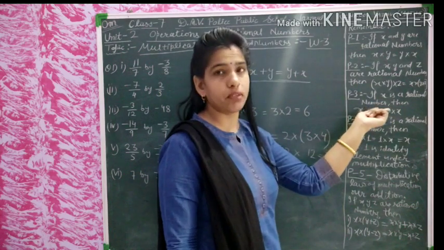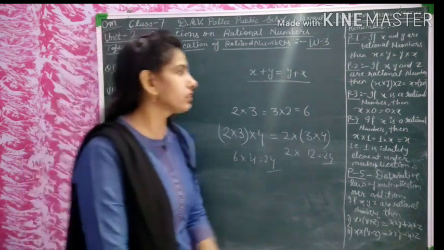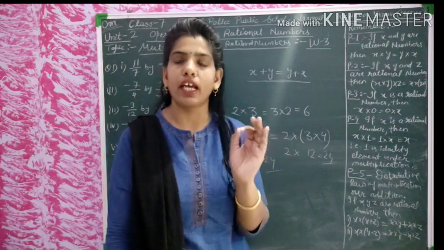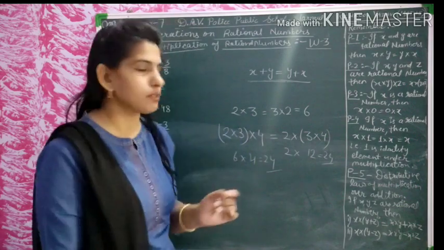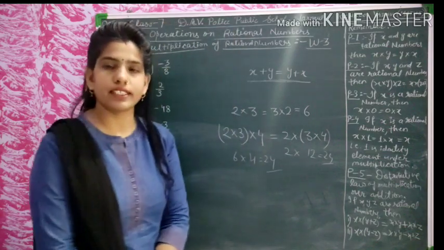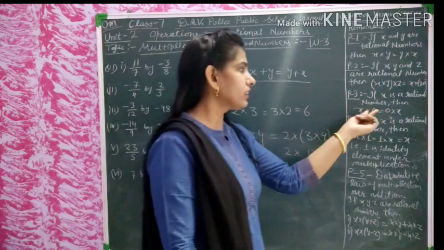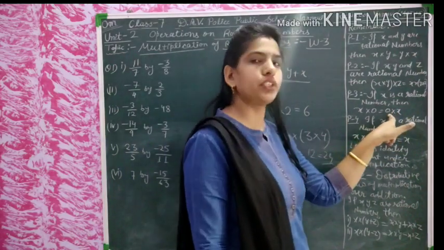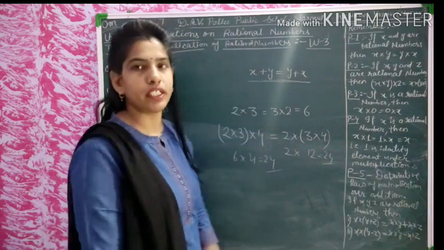If x is a rational number, then x into 0 is always equal to 0 into x, and that always equals 0 because if we multiply any number by 0, it will always equal 0. Is it clear, students? You are seeing again, if x is a rational number, then x into 0 is always equal to 0 into x, because 0 is multiplying to any number or any number multiplying to 0. Both are always equal to 0 here. Now we are going to property number 4.